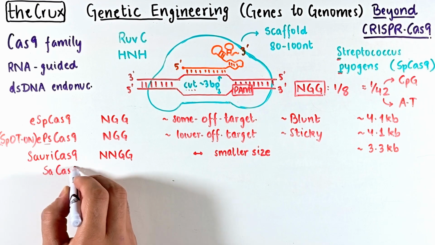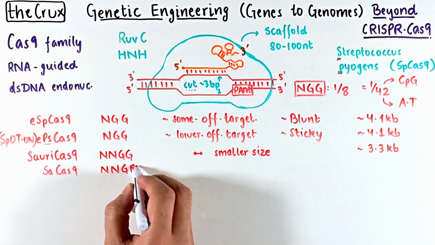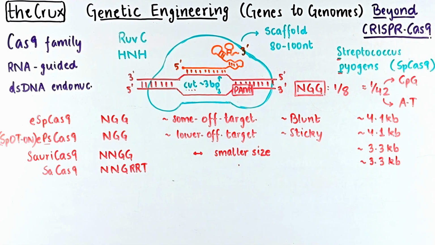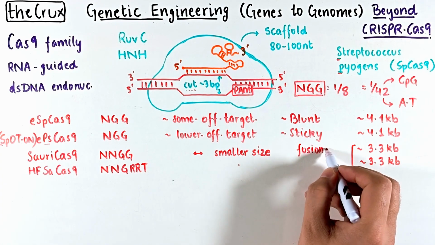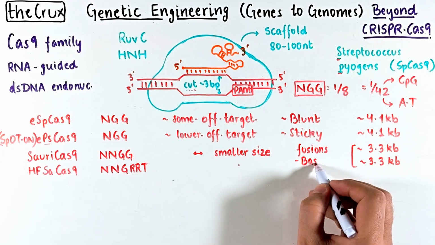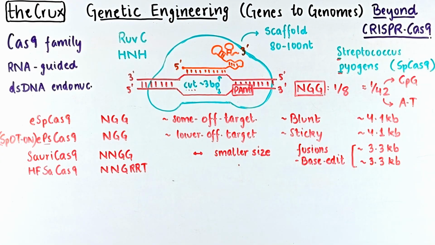SA-Cas9 is another one, but its PAM requirement is a bit too strict, but also pretty small in size. There are high-fidelity variants of this SA-Cas9 as well. These small Cas9s are nice because if you're trying to make protein fusions, for instance, a base editor, the small Cas9 size is a nice benefit to have.